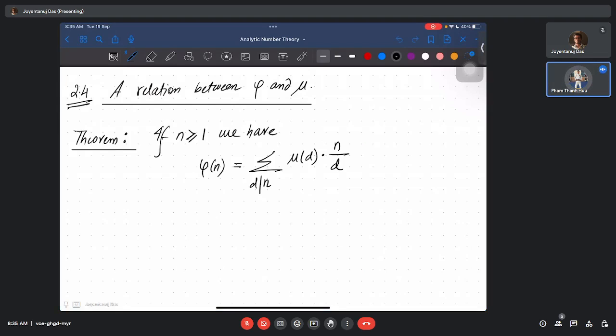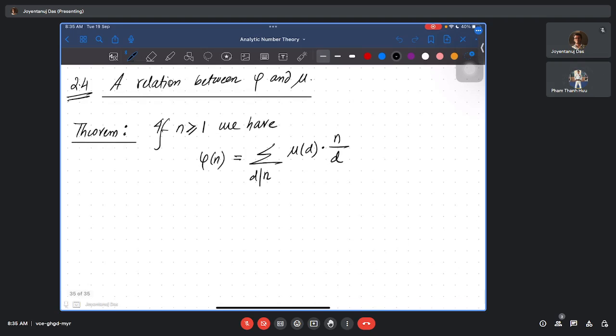summation of divisor of 1, GCD 1. So phi of n counts the number of numbers that are coprime to n and less than n. Right, so that is the phi of n. So let us see the proof.